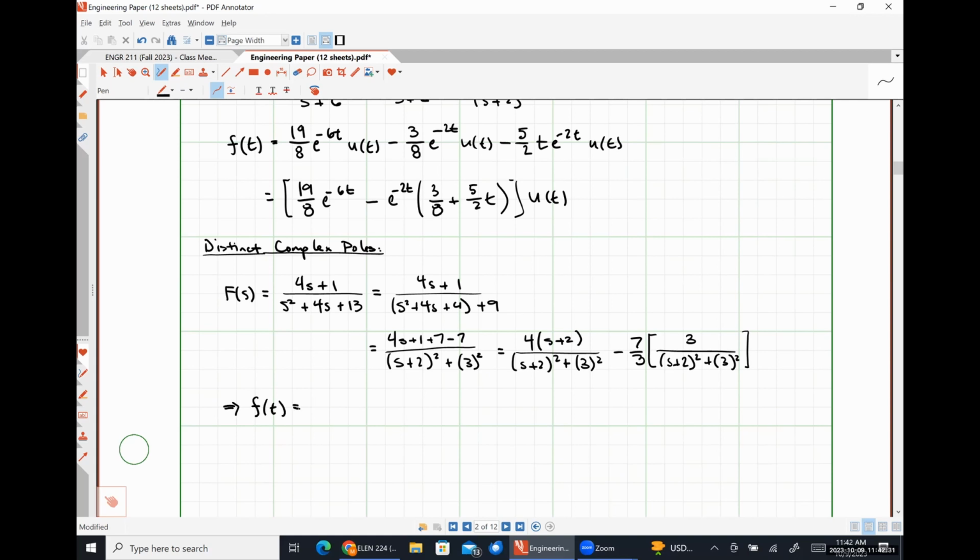So now, from here, f of t would be 4e to the negative 2t cosine 3t u of t minus 7/3 e to the negative 2t sine 3t u of t. There is nothing technically wrong with this, but it's not in the most compact form we could find.